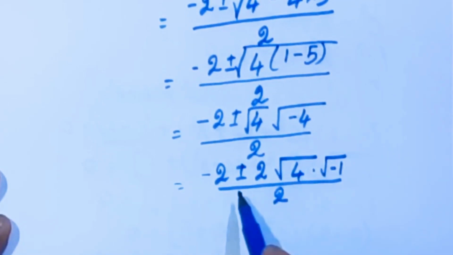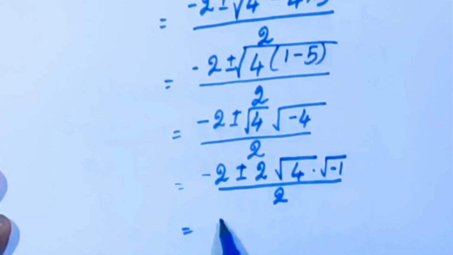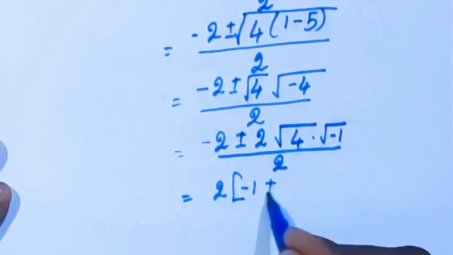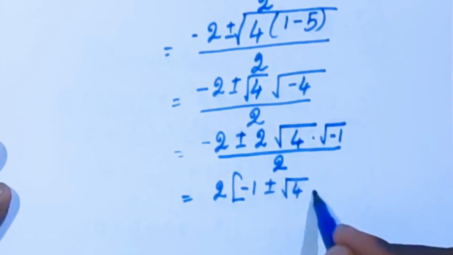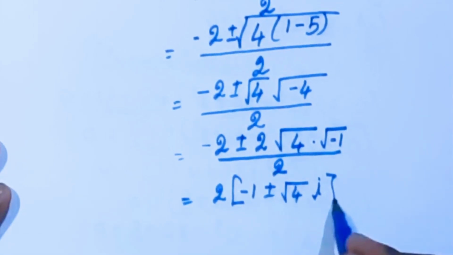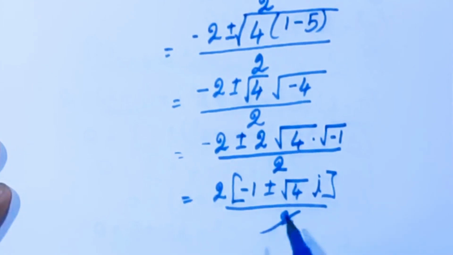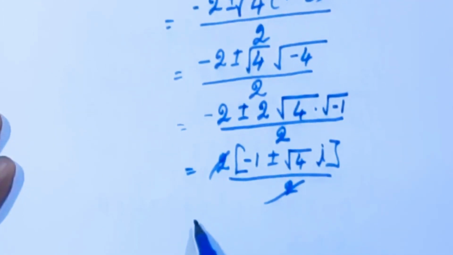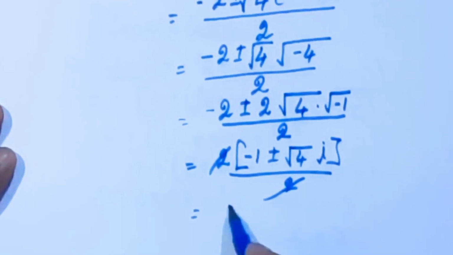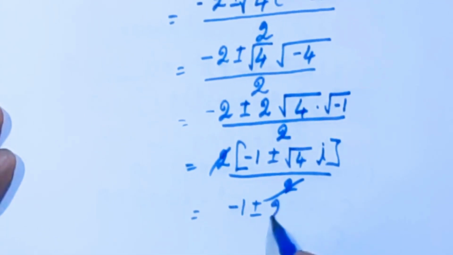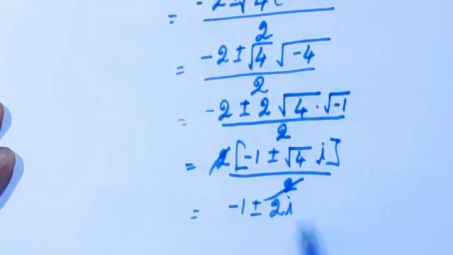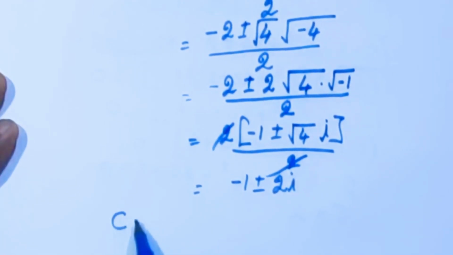Now we are going to take 2 common from this. So 2 open bracket minus 1 plus or minus square root of 4. This can be written as i by 2. Now this 2 cancels each other. So we have minus 1 plus or minus square root of 4 is 2i.